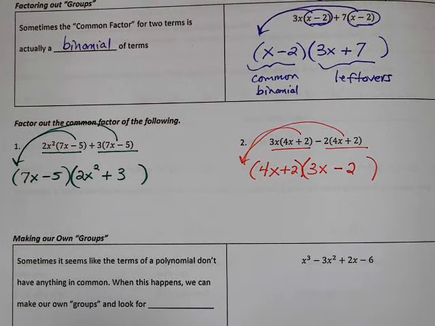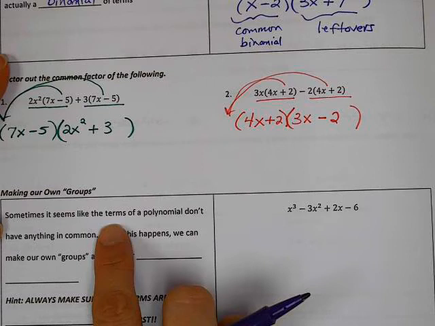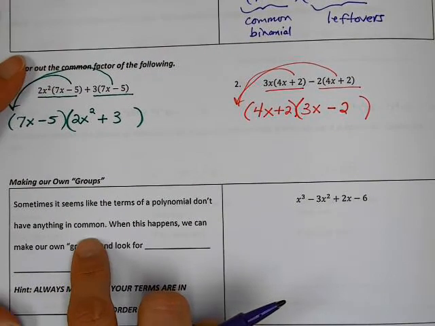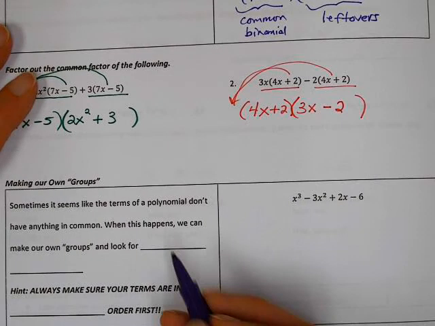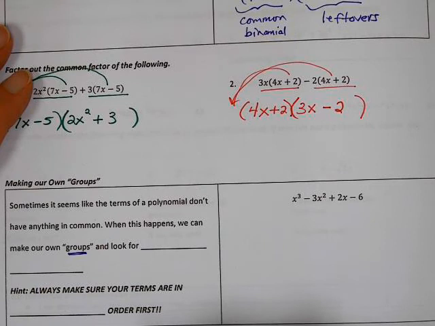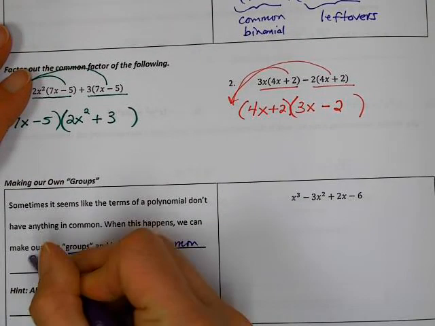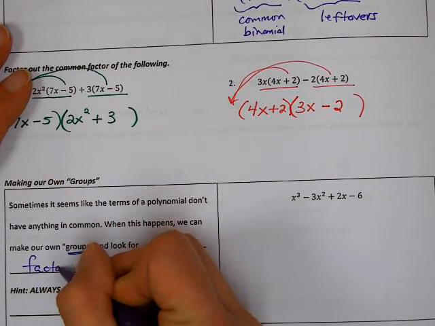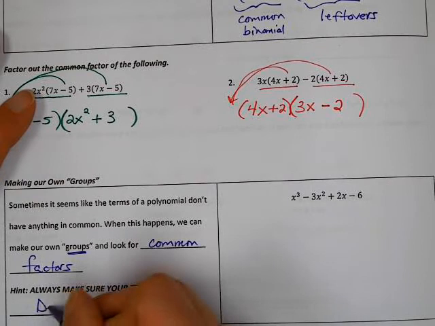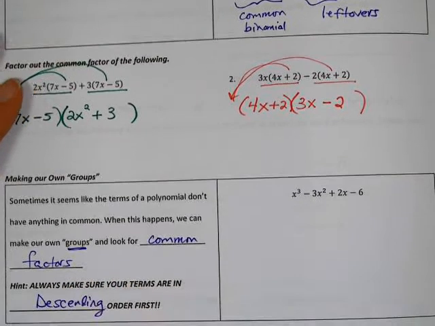Now the other thing that you might see is that sometimes it seems like the terms of the polynomial don't have anything in common. When you have something like this, we can make our own groups and then look for common factors. Always make sure your terms are in descending order first. We'll make sure that they're in descending order.